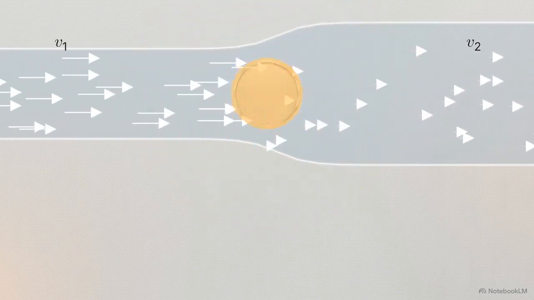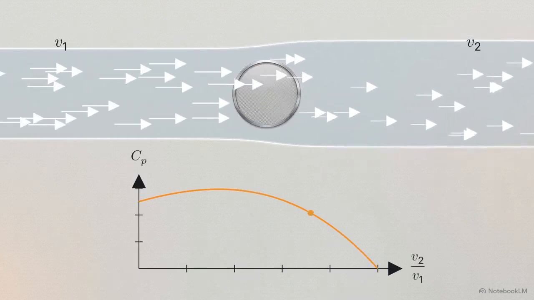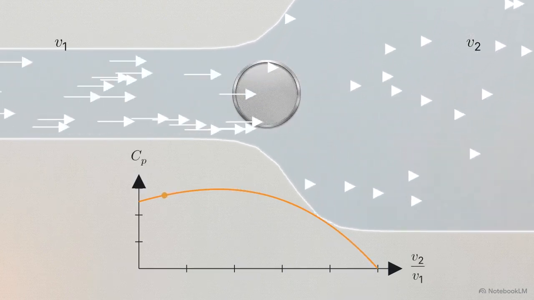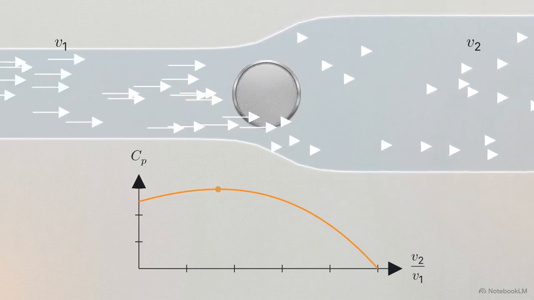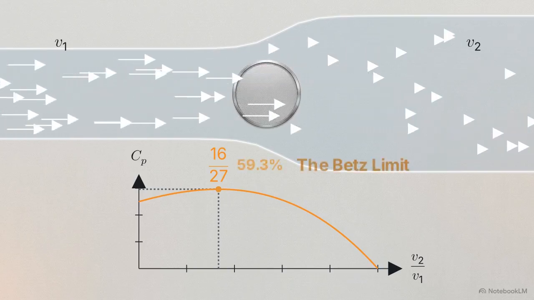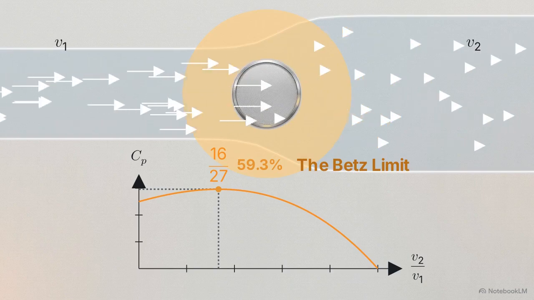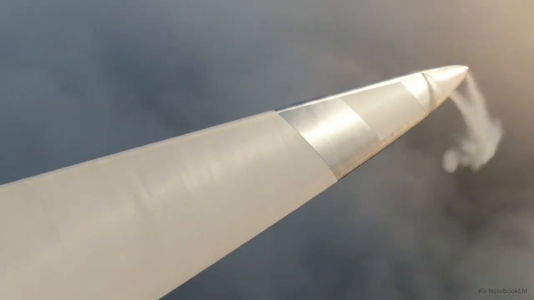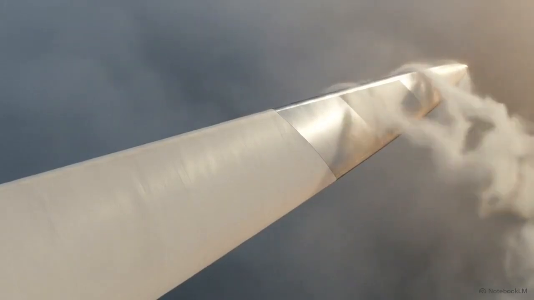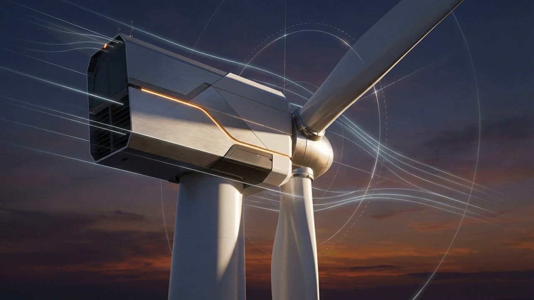Betz discovered that the mathematical peak of this relationship occurs when the downstream velocity is exactly 1/3 of the upstream velocity. At this ratio, the disk captures 16/27 of the available energy. This is the Betz limit. No turbine, regardless of its mechanical design, can capture more than 59.3% of the wind's kinetic energy. Modern engineering has optimized aerodynamic profiles to the point where utility turbines can reach 80% of this theoretical limit. Wind turbine design is a masterclass in balancing fluid dynamics against this unyielding physical ceiling.